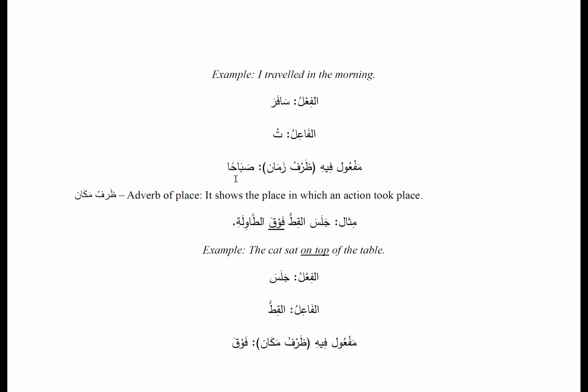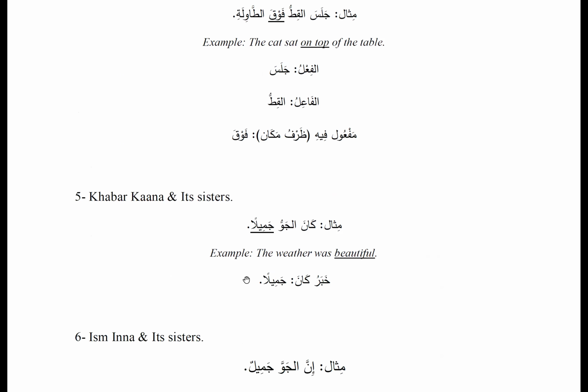Another one is dharfu makan, adverb of place. It shows the place in which an action took place. Mithal, جلس القط فوق الطاولة, for example. The cat sat on top of the table. Cat sitting is the verb and the subject or the doer. Now where did the action take place? فوق الطاولة, on top of the table. So الفعل is جلس, الفاعل is القط, and مفعول فيه ظرف مكان is فوق.